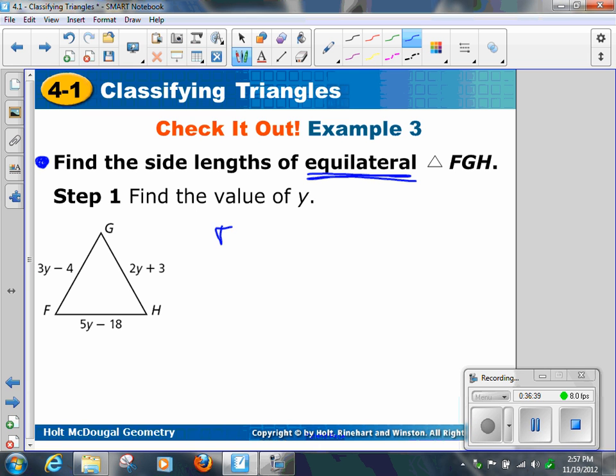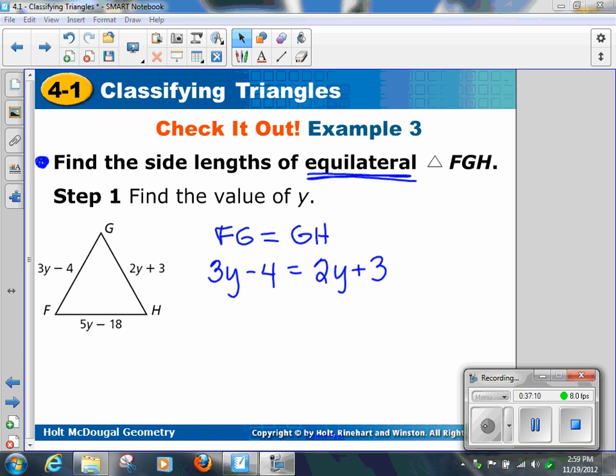So we're going to take FG, and we're going to set FG equal to GH. What is the length of FG? 3y minus 4. What is the length of GH? 2y plus 3. Now do we have enough information so we can find y? And then once we find y, what are we going to do? Plug it back in, and we're going to find all three sides, right on? Do it. How do I solve this?